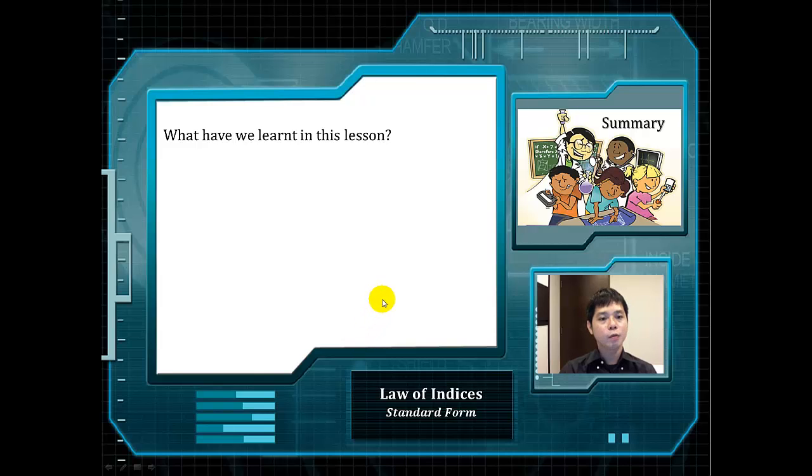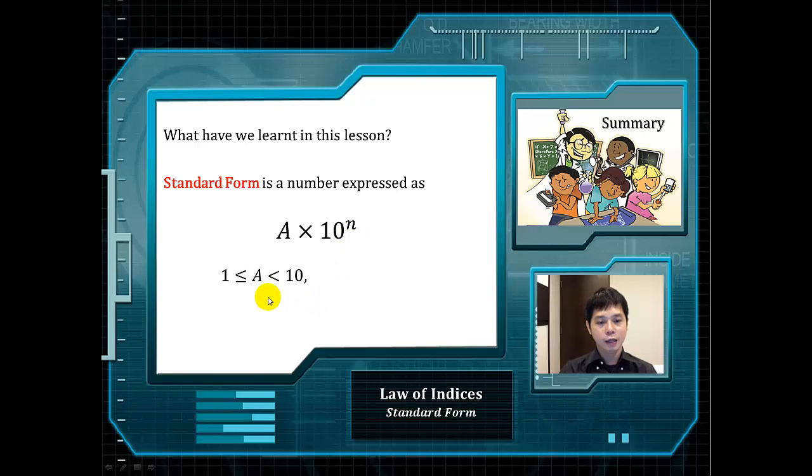In summary, what have we learned in this lesson? We have learned the definition of standard form, which is a number expressed as a multiplied by 10 to the power of n. Do you remember what is a and what is n? A is a number that is greater or equals to 1 and less than 10. Can a be 0? Well, definitely not, because if a is equals to 0, then this whole expression will become 0 and it will not be in standard form.